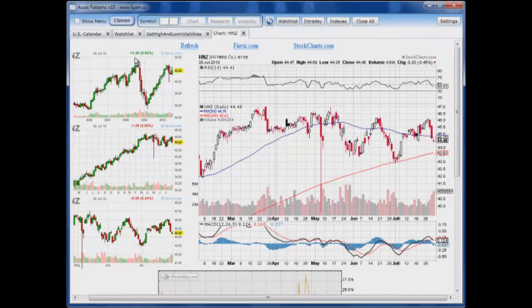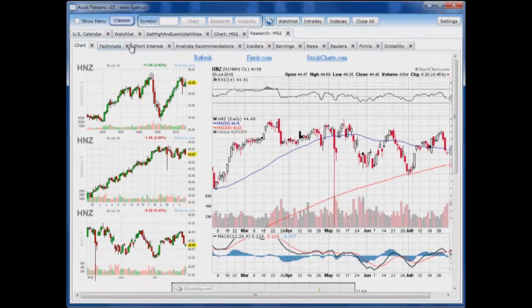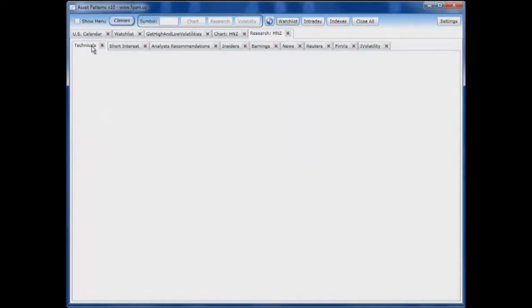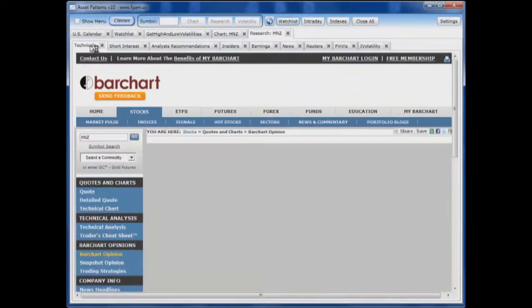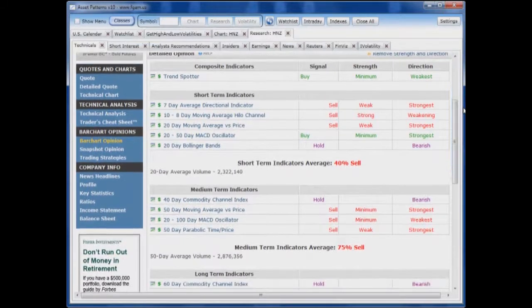To do that analysis, we'll type the symbol in again and click the research button. What that will do is bring up a series of tabs. We've already looked at the chart, so I will close this tab. The next thing we'll look at is technicals. This is a series of automated technical indicators, and we're going to use this information to build an overall picture of Heinz. What we're looking for is anything that stands out as being particularly bad that would lead us to the conclusion that we should not enter this trade.